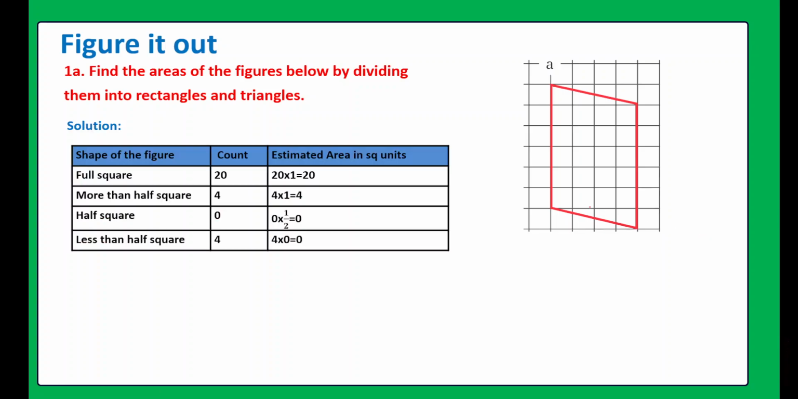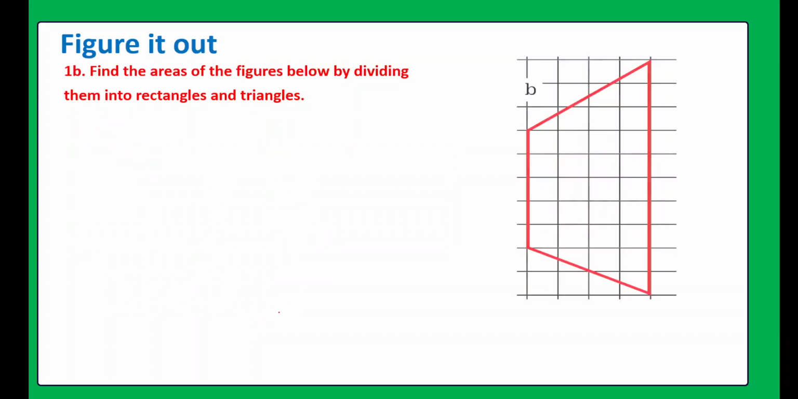Solution. Let us consider how many full squares. If we count here, we get 20. 1, 2, 3, 4 and so on till here we will get 20. And more than half, there are 4 squares. 1, 2, 3, 4. Exactly half, there are 0. Less than half, 4 squares are there. Therefore, the total area is 20 plus 4, 24. Therefore, the area of the given figure is 24 square units.